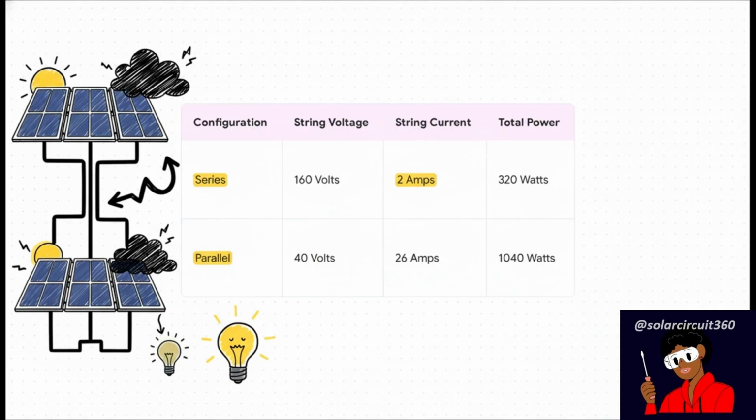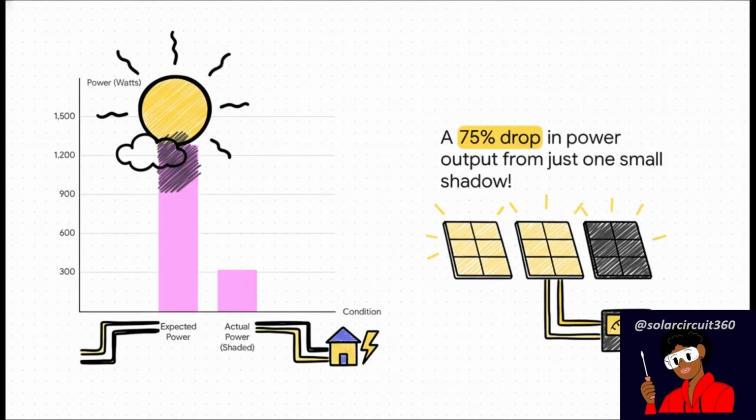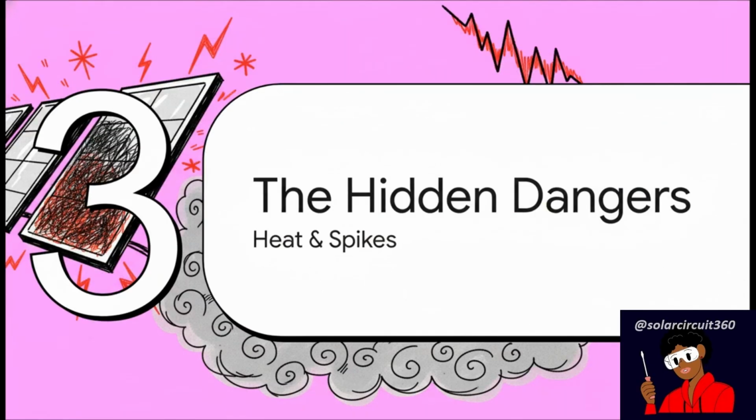Now look at the parallel setup for comparison. Because each panel contributes its current independently, the total power is still over 1,000 watts. The difference is just staggering. Let's really put that into perspective. That one shadow caused a massive 75% drop in our power. A 75% drop. We went from an expected 1,280 watts all the way down to 320. This right here, this is the shade problem in action, and it's exactly why understanding your system's wiring is so important. But losing a ton of power is bad enough.